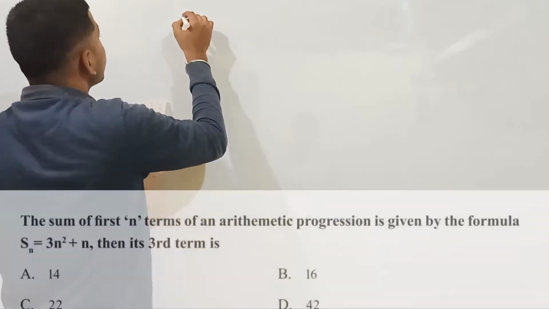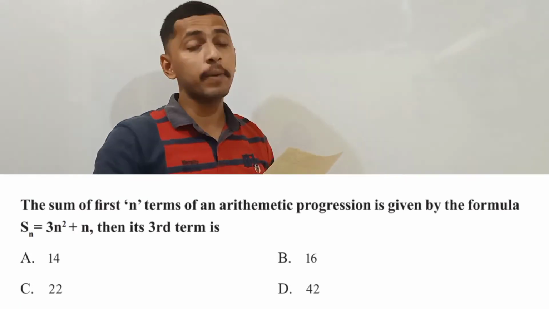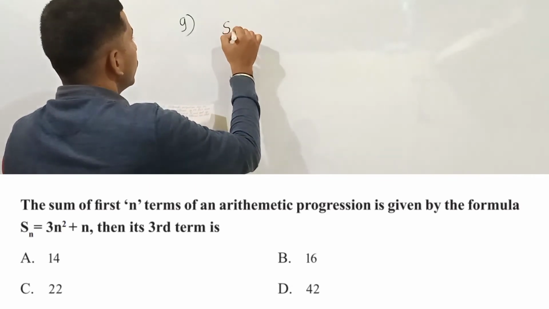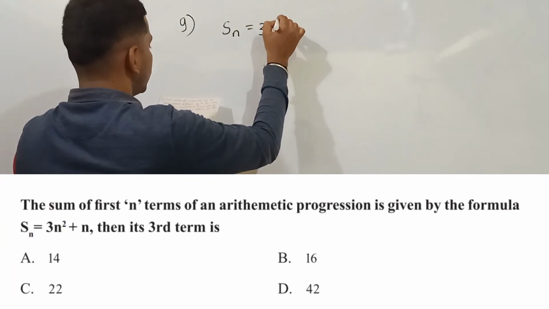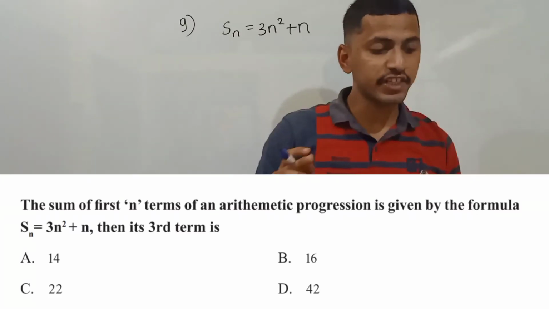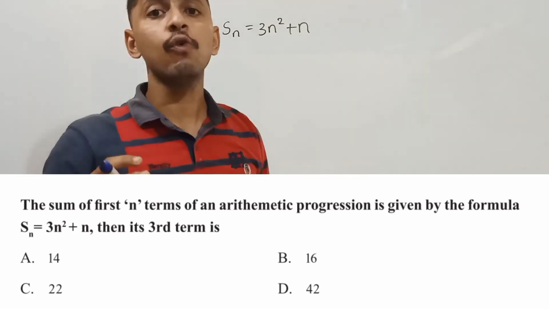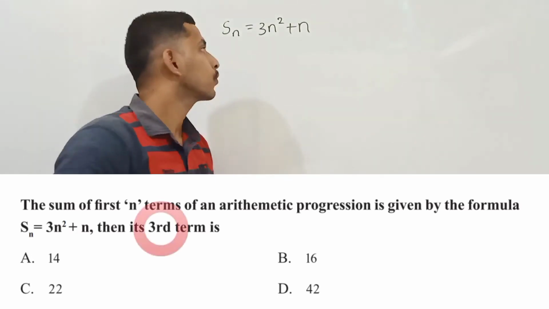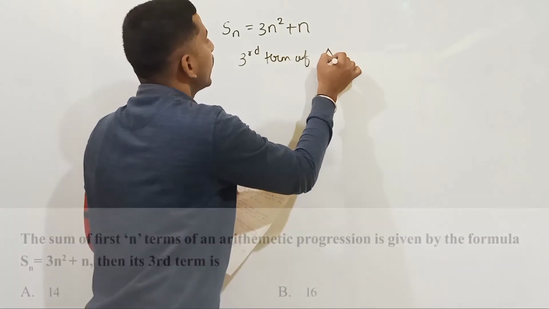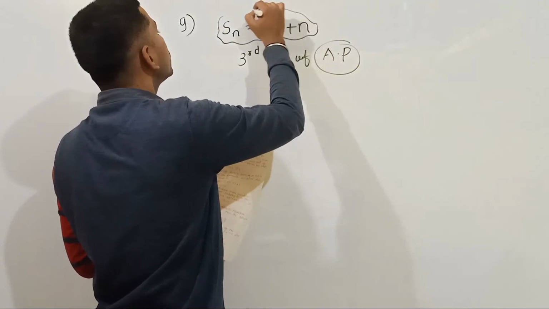The ninth question is: the sum of the first n terms of an AP is given by a formula. Here we are given a formula, that is S_n is equal to 3n square plus n. We are given the sum of the first n terms formula, and we are asked to find the third term of the AP. What are we asked to find? The third term of the AP. What have they given us? The formula of the first n terms.